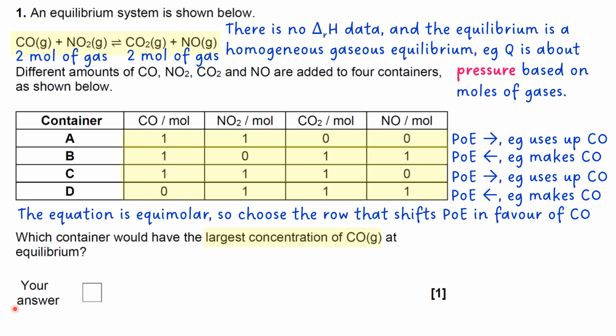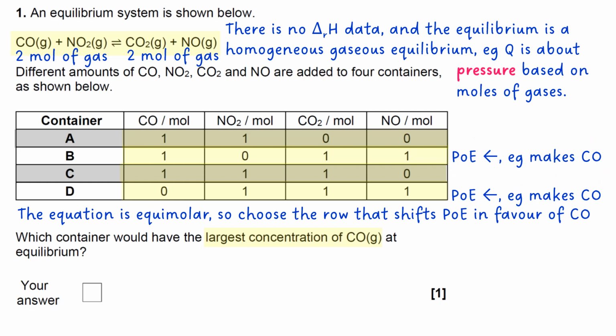So what we've got to think about here is, in the question, which container would have the largest concentration. Now there's 2 containers that we need to choose from. So let's ignore A and C, because they go in the opposite direction to making carbon monoxide. So looking at B and D as our contenders, I think it's going to be B, because carbon monoxide is already present as 1 mole. So if we're going to shift the position of equilibrium to make even more, you're going to end up with greater than 1 mole of carbon monoxide.